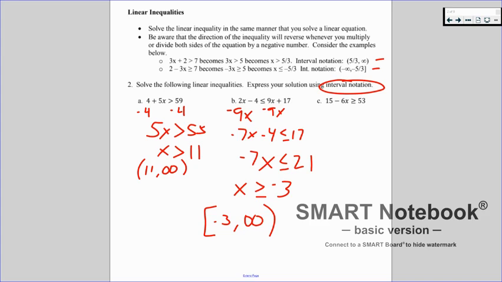All right, part C, 15 minus 6x is greater than or equal to 53. We'll start by subtracting the 15. So I get -6x is now greater than or equal to 38. Divide by -6. Remember, dividing by a negative, we're going to change the direction of the inequality. So I get 38 divided by -6. So I think that ends up being negative 6 1/3.